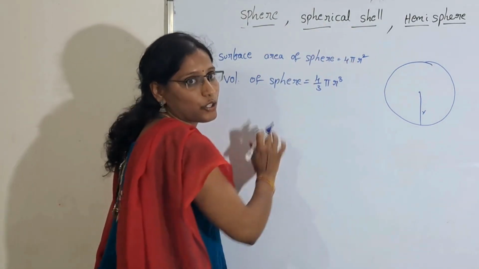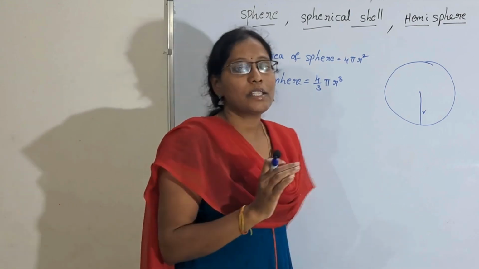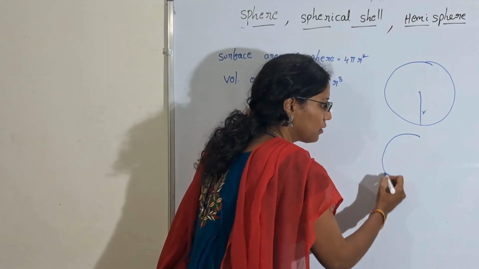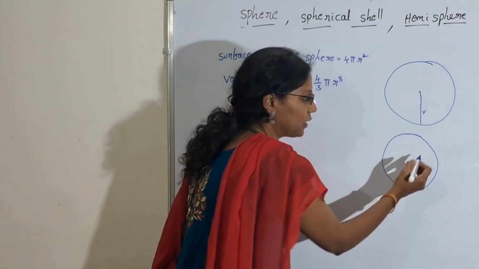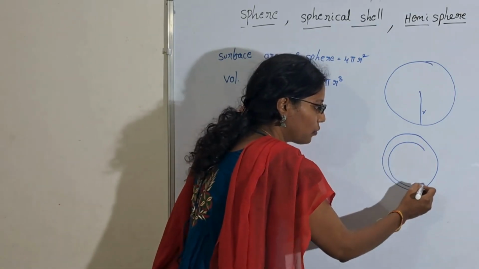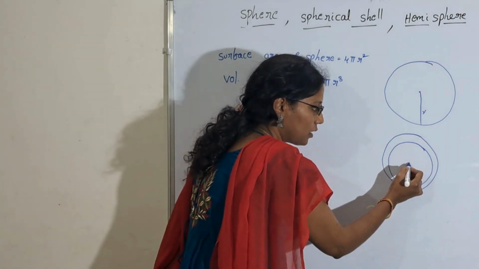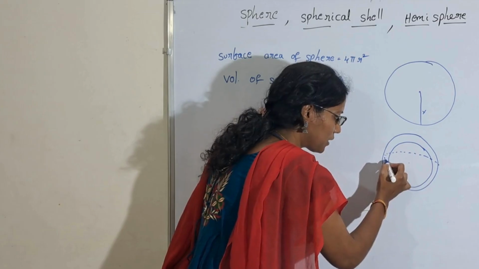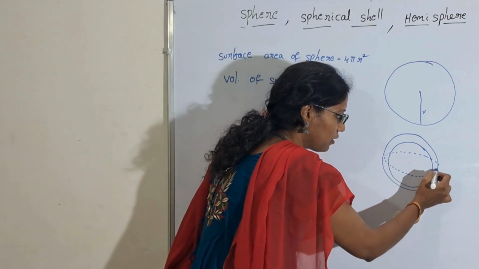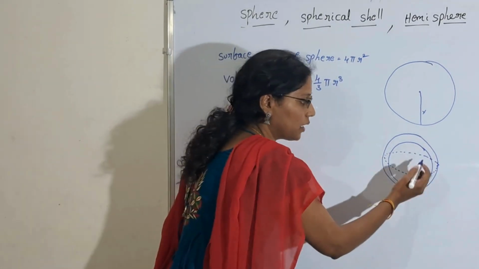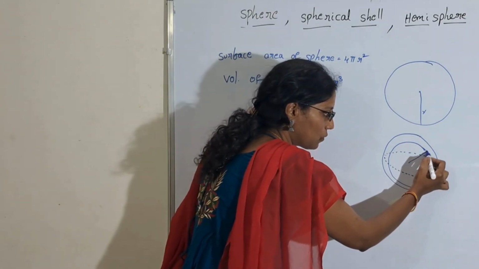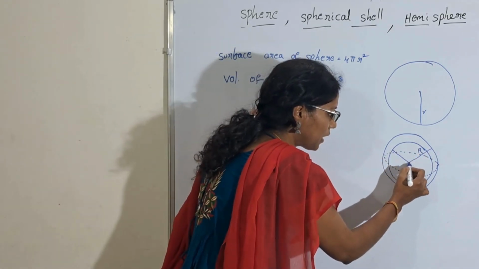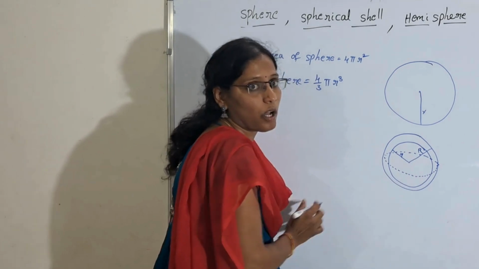Next, spherical shell. Spherical shell means one solid in between two spheres. This is one sphere and one more sphere we have to draw here. This is the center. It will form one solid inside of the spheres. This is the solid. Here from the center to the first sphere we take radius capital R, and for the second sphere radius small r. Here we have to find the volume.